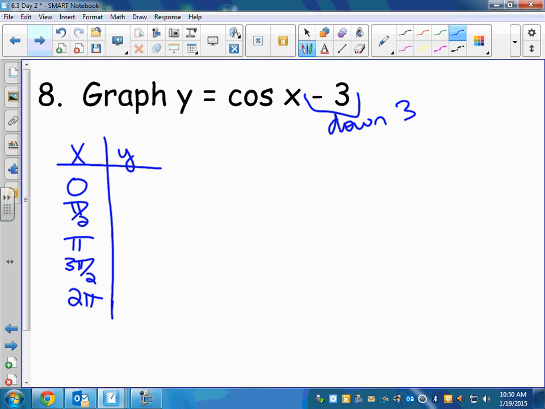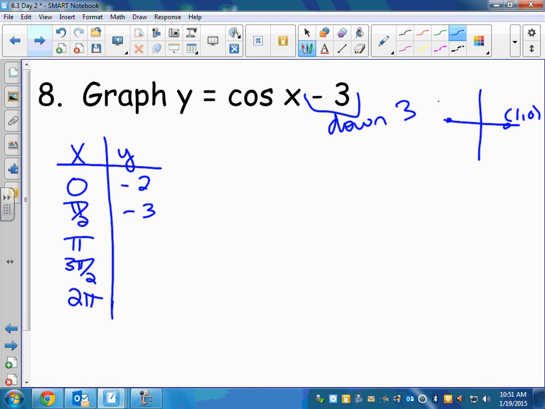Normally at cosine I get 1, right? Because that's over here at 0, the x-coordinate is 1. But 1 minus 3 gives me negative 2. At pi halves I get 0, and 0 minus 3 is negative 3.